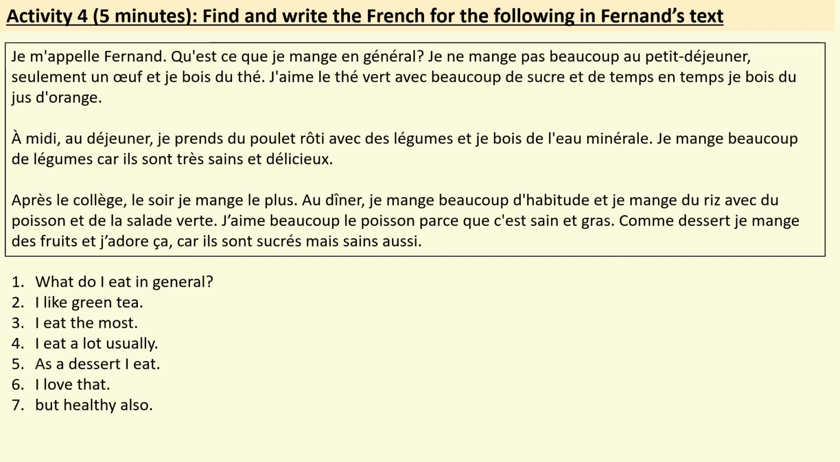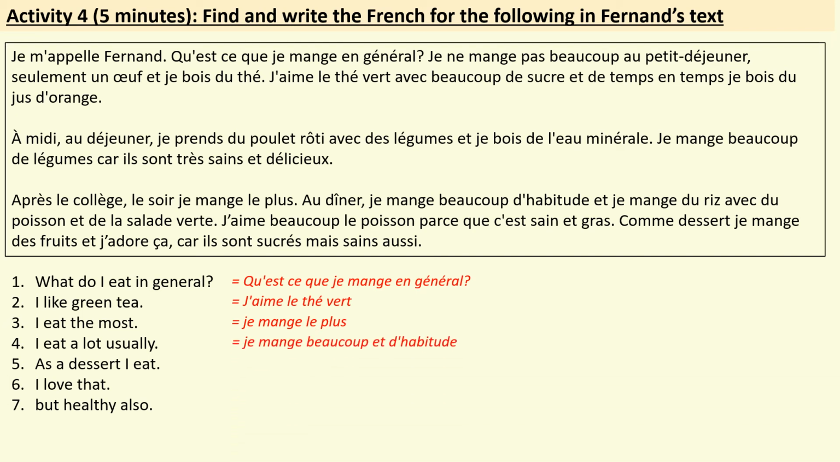Okay. 1. Qu'est-ce que je mange en général? Make sure you've got your 2 accents en général there. I like green tea. Is j'aime le thé vert. Make sure you've got your accent on thé. I eat the most. Je mange le plus. I eat a lot usually. Je mange beaucoup d'habitude.